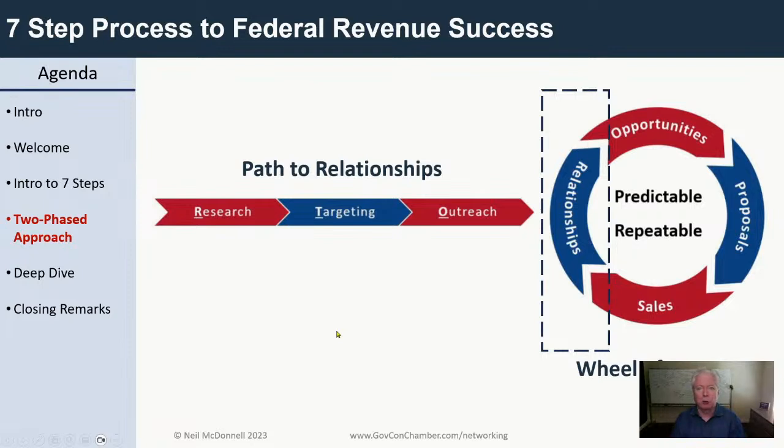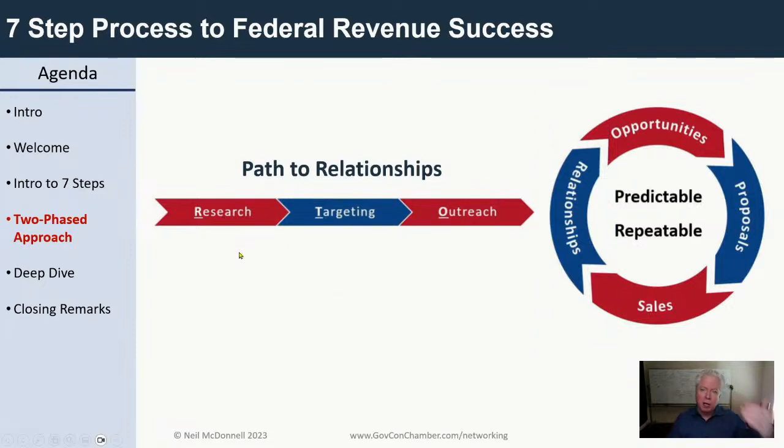This is the process, right? It doesn't have to be complicated. And it really is designed to be easy for you to follow. So again, if I just walk through it, when you think about the path to relationship, the path to relationship is understanding an agency or a teaming partner. So you want to do the same thing with Booz Allen.